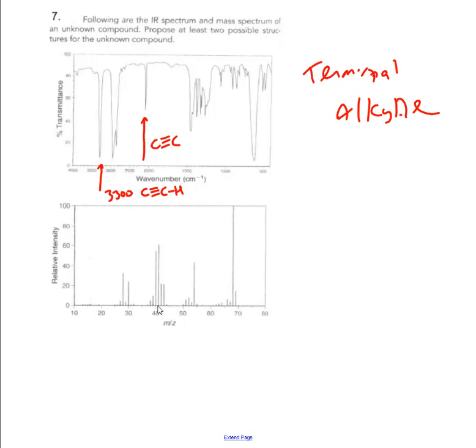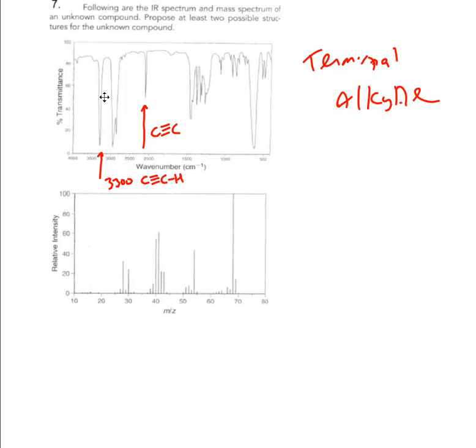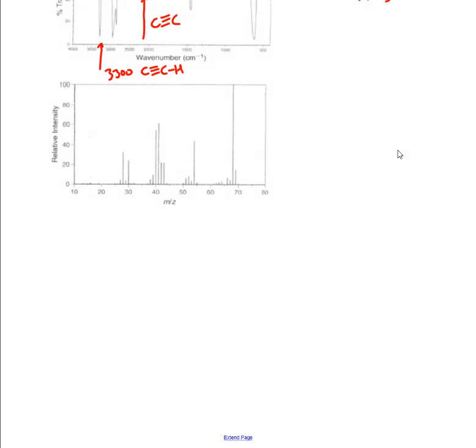Okay, so now what? Now let's go to our mass spec and work from there. There's no oxygen being provided. There's no alcohol. I don't see any broadness. This is just an alkyne H, but there's no broadness for OH, right? So that's all we're dealing with so far, alkyne.